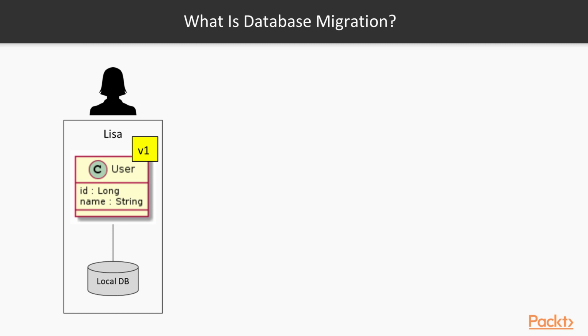Let's suppose that Lisa is working on a change in the version 1 of the code. This code has a class called user, and the user has two attributes. This class is a mapping from a table in the database. Lisa uses a local database to develop the change.